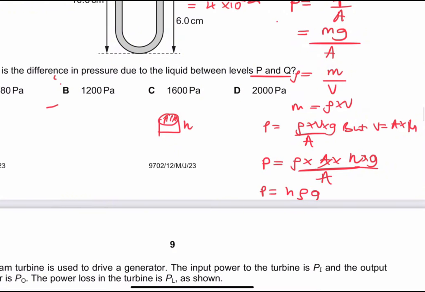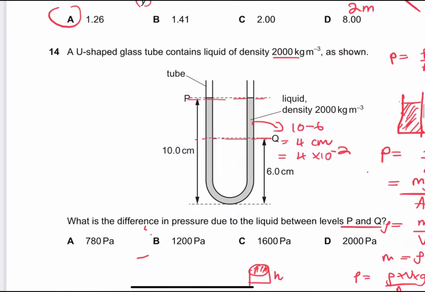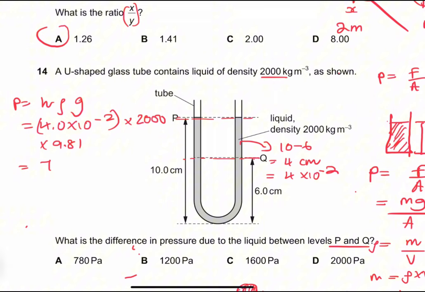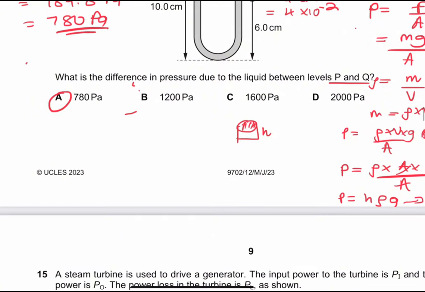If you know the height of a certain liquid, its density, and g, which is 9.81, you can then find the pressure. Comparing level P and level Q, the pressure is again hρg. What is h? 4.0 times 10 to the power of negative 2. The density is 2,000. The value of g is 9.81. That gives you 784.8 pascals, hence about 780 pascals. The answer is A.